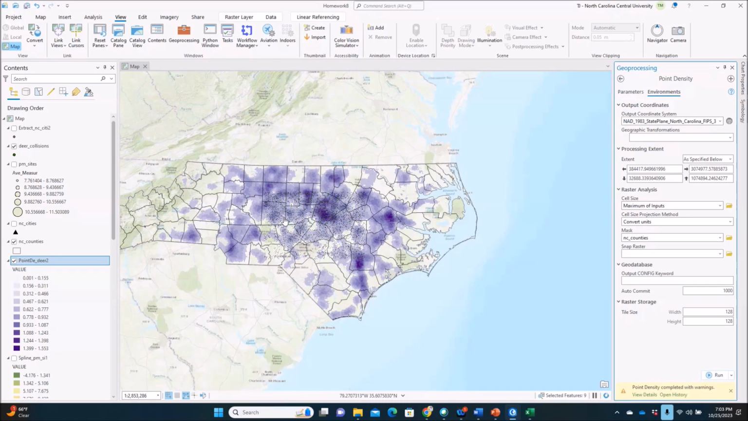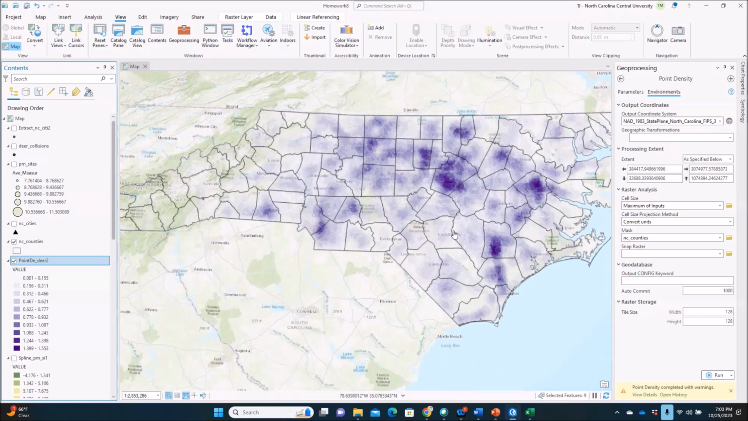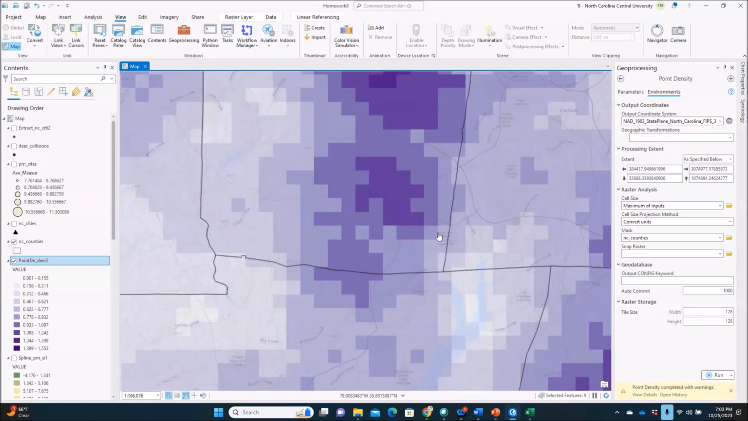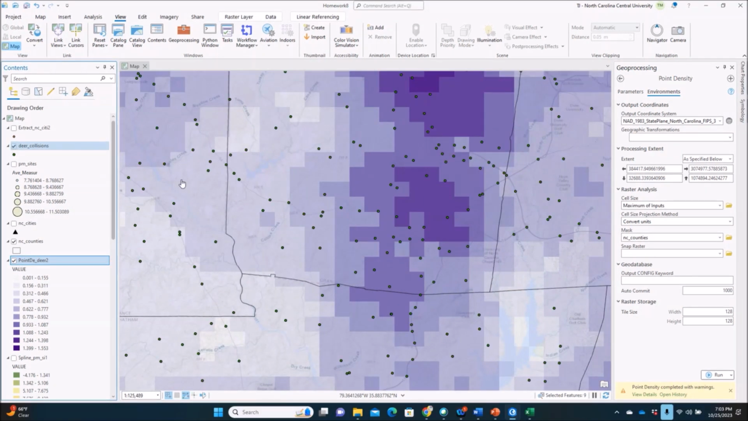Cool. Now look what I just did here. What does this map have? So instead of looking at all these points, what do I have here? What do the darker areas mean? Higher density of deer vehicle collisions.